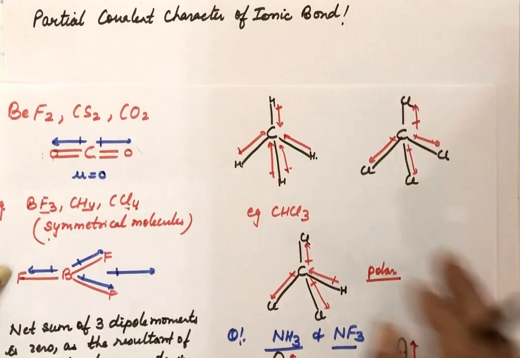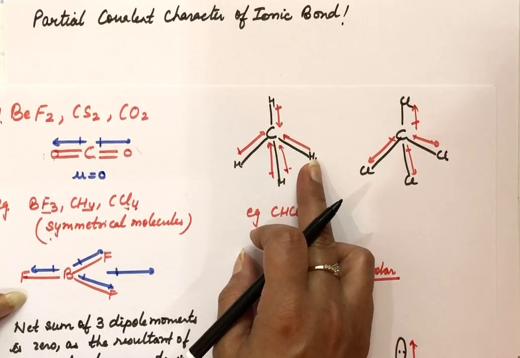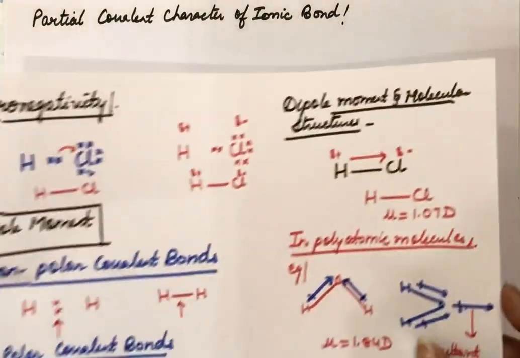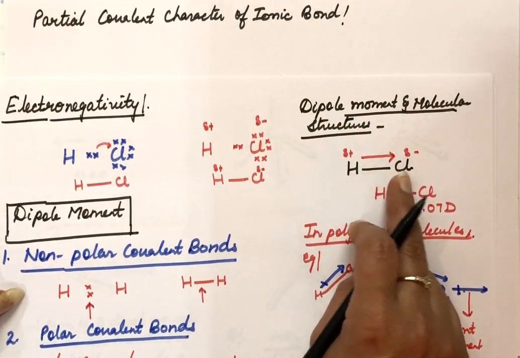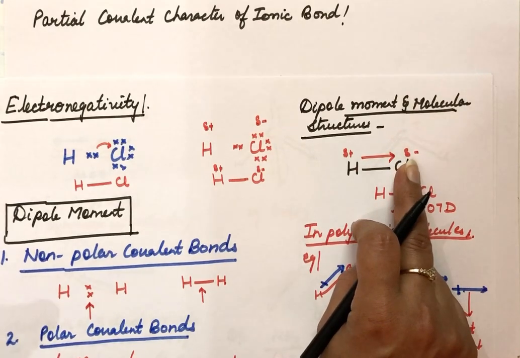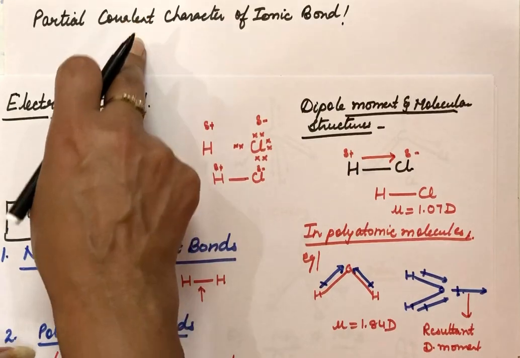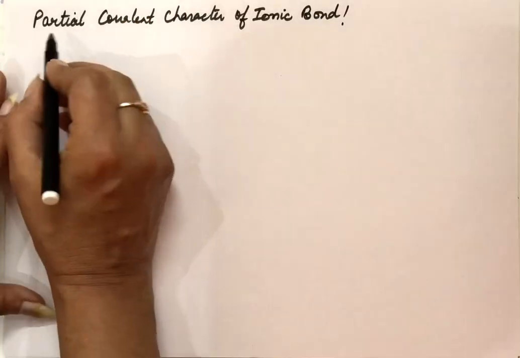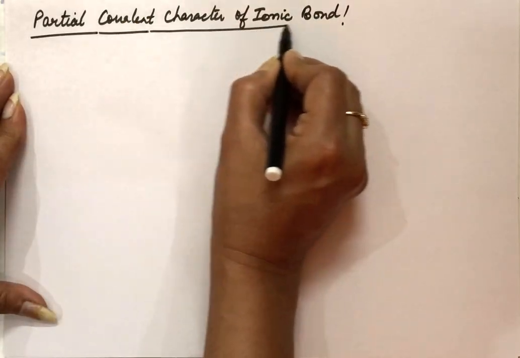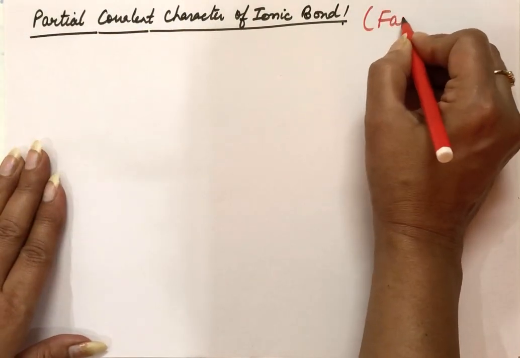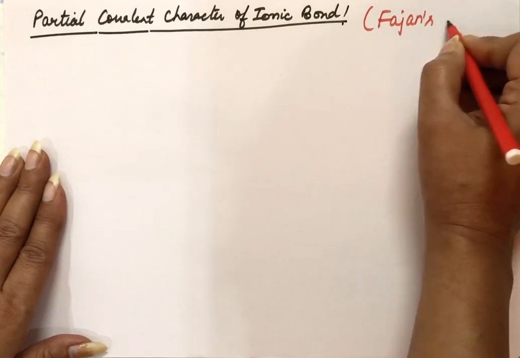Before this, in dipole moment we have taken the examples of covalent bonds. Covalent bonds get partial ionic character because of the electronegativity difference. So this bond is covalent, but it is getting ionic character. Now our topic is the ionic bond, which will have some covalent character in it. To understand this partial covalent character of ionic bonds, we have a rule known as Fajan's rule.